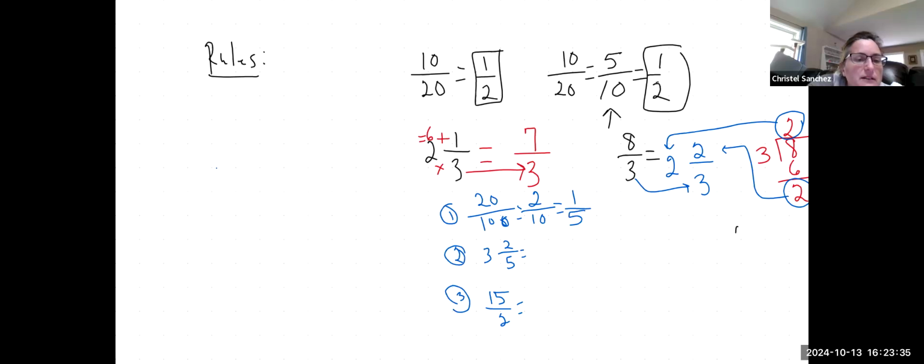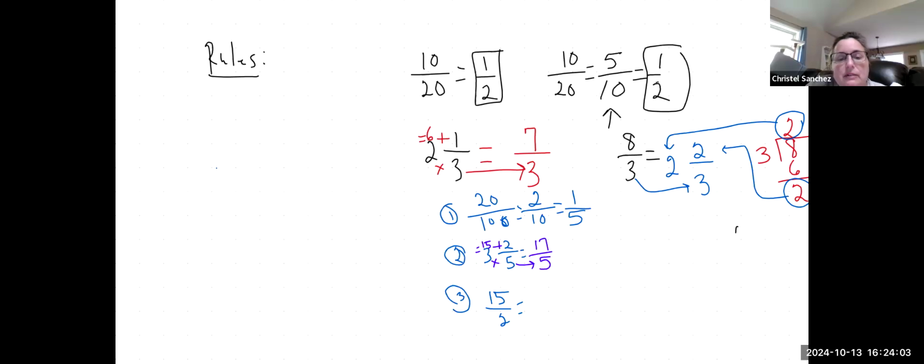Now let's look at our second one. We're changing this to an improper fraction. So we're going to multiply 5 times 3, which gives us 15. Then we add that to our top number, which gives us 17. And then we just bring over our denominator, and our answer would be 17/5.